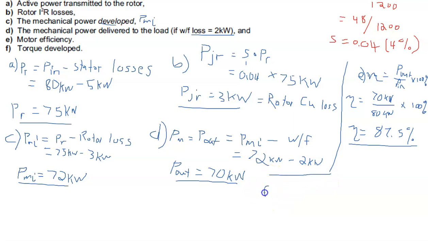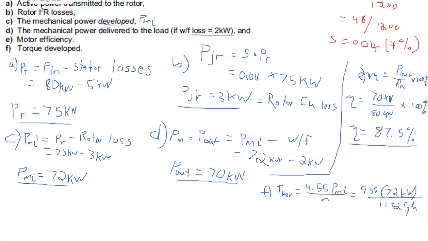And part F now, torque developed. We got two equations we can take that from now, right? And so the standard one is the one with PMI in it. But again, both of them got to give us the same answer, and so you can check that if you wish. But 9.55 multiplied PMI was 72 kilowatts, and running speed 1152 RPMs.